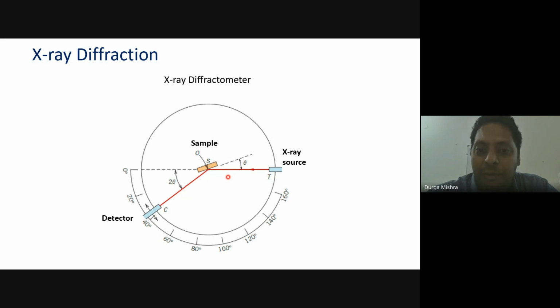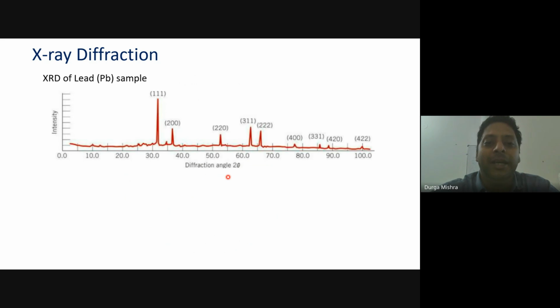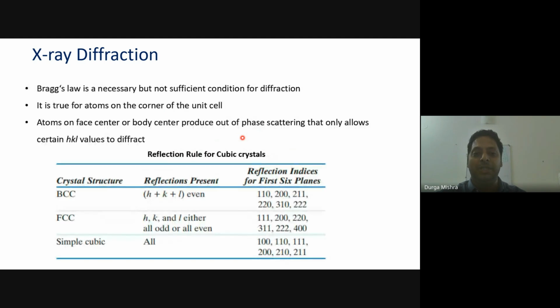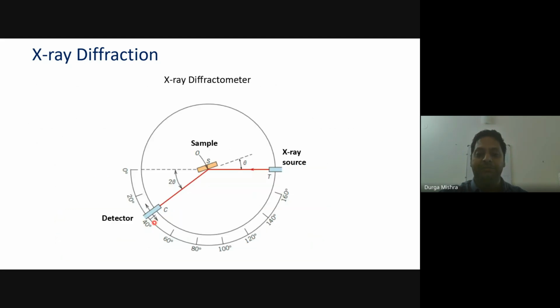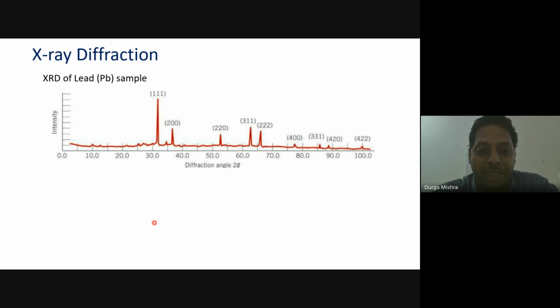If you perform this kind of experiment, typically you will get a result something like this. You have the diffraction angle 2 theta versus intensity. This is what you observe in your detector. At certain 2 theta values, you have a very intense peak. This is an X-ray diffraction pattern produced from a lead sample. What you see is 111, 200, 220, 311. If you go back to this table now, you can immediately see that this represents an FCC lattice.